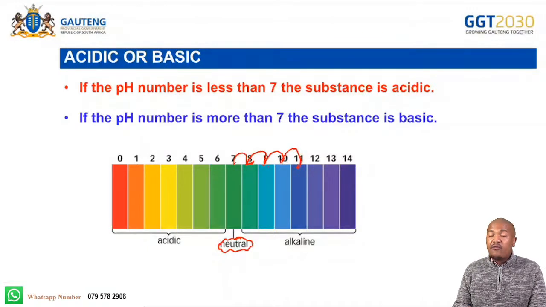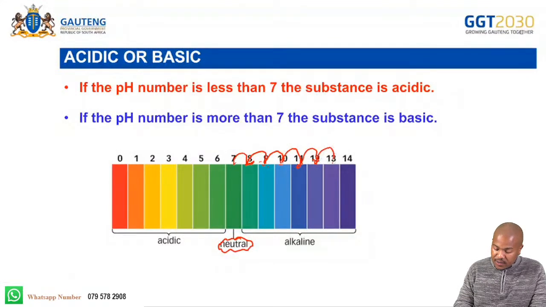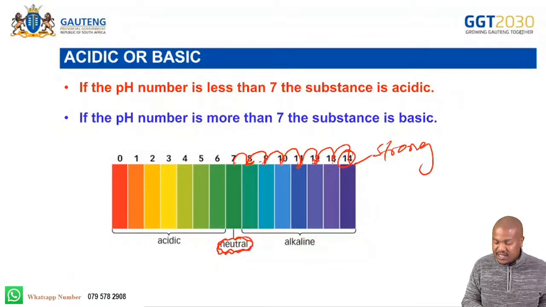At 11, that's where you find now the strong base, more than all the others, more than 10, 9, and 8. Then at 12, you find also another strong base, which is stronger than the one at 11, 10, 9, 8. At 13 also, you find a base that is stronger than the one at 12, 11, 10, 9, and 8. Then also at 14, that's where you find our strongest base. Our strongest base.